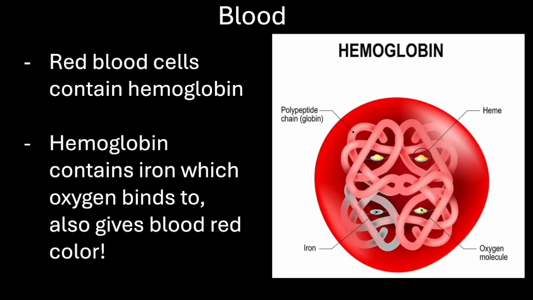So digging a little deeper into just red blood cells, these contain hemoglobin. And hemoglobin contains iron, which oxygen is able to bind to. And this iron gives red blood cells their color.